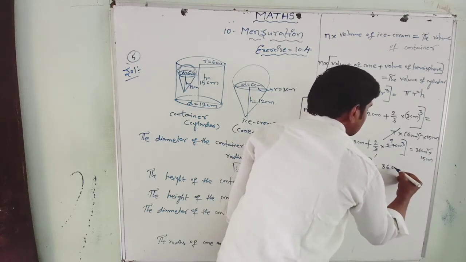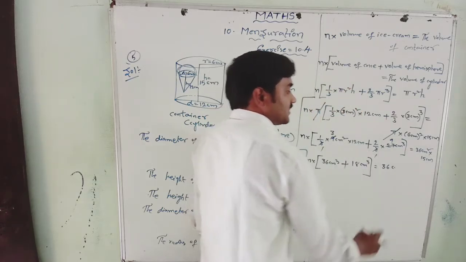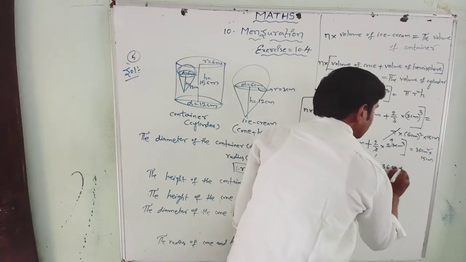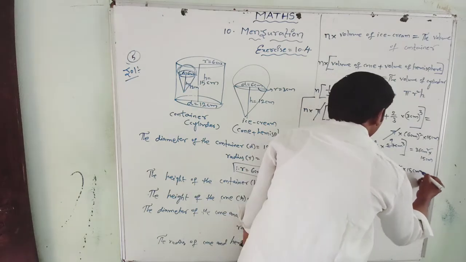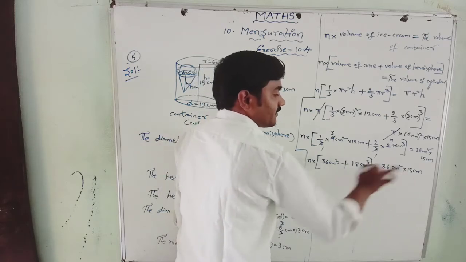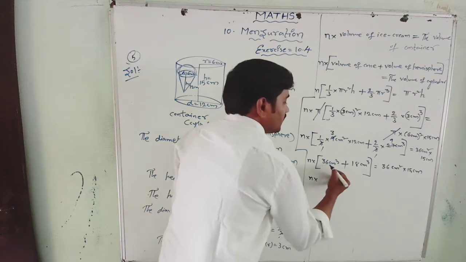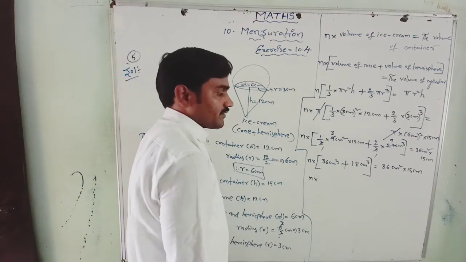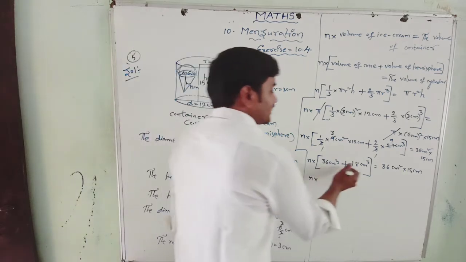36 centimeter square into 15 centimeters. 36 centimeter square మీద మల్టిప్లై చేయడం కూడా వేస్ట్, ఎందుకంటే అలాగే ఉంచండి. ఎలాగో మనం క్యాన్సల్ చేయాలి కనుక. సో ఈ రెండింటిని యాడ్ చేసి అడ్వాన్స్ చేద్దాం. ఓకే, n into 36 plus 18, 36 centimeters cube plus 18 centimeters cube.